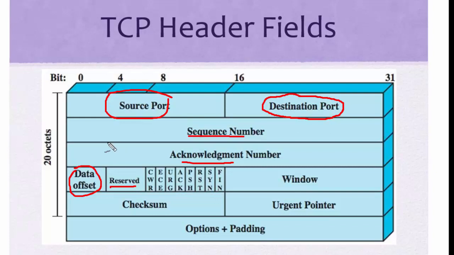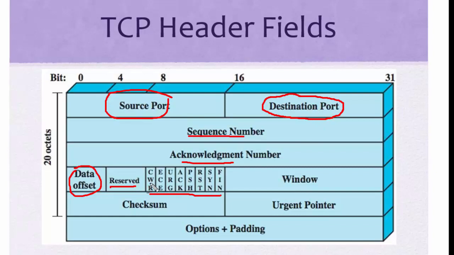Then we will go to the flags. There are 9 bits for flags, and we also call them control bits. We use them to establish connections, send data, and terminate connections.